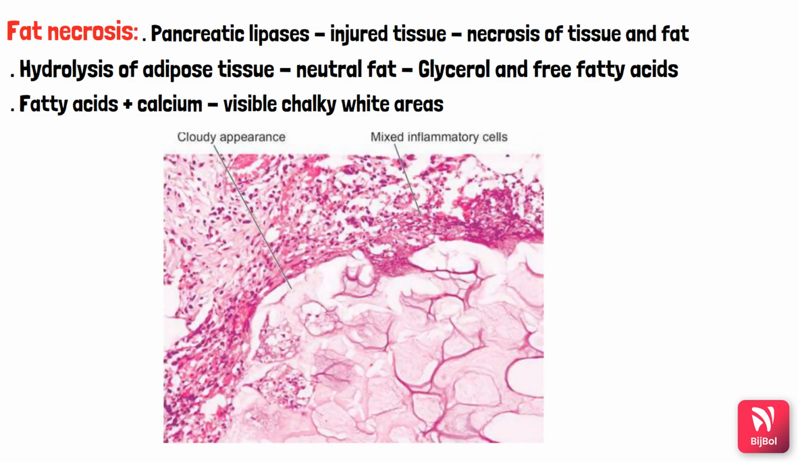And if you see microscopically, as it occurs in adipose tissue, there will be a cloudy appearance of the necrosed fat cells. And these cloudy-appearing necrosed fat cells will be surrounded by mixed inflammatory cells. So that is how the microscopic appearance of fat necrosis will be.